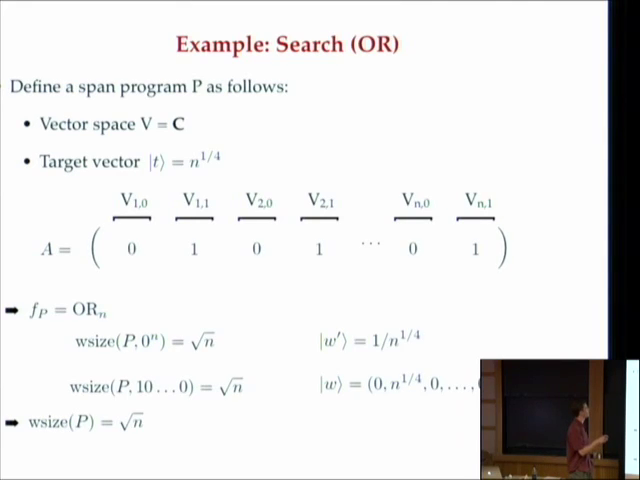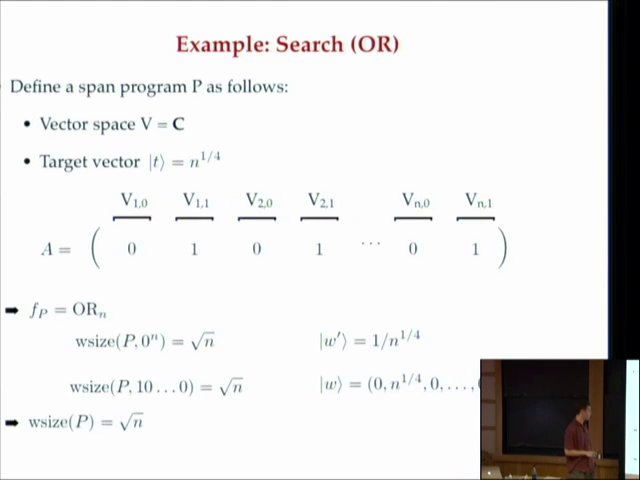So let's try to get OR. I'm going to work over the one-dimensional space. The target vector is just going to be n to the 1/4. We'll see the scaling, why that's scaling, in a second. I'm only going to use the positive subspaces, so I've put zeros in all the negative subspaces, and in the positive subspaces, just 1s.